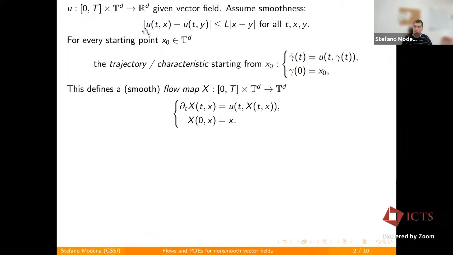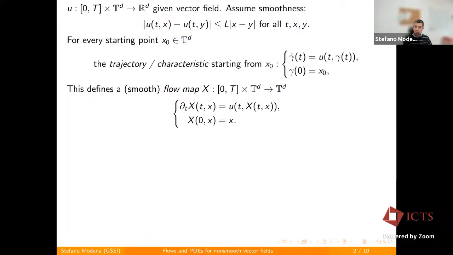Again, under this assumption, this flow map exists, is unique, and is well defined. It has essentially the same smoothness as the vector field. In particular, it's Lipschitz continuous in the space variable and even smoother in the time one. So it's a very nice map. Okay, so far so good concerning the flow map.